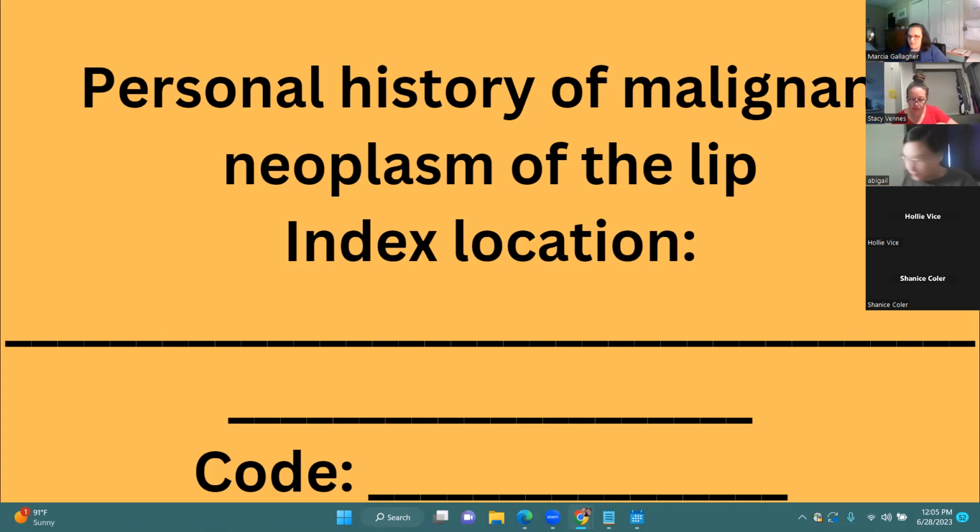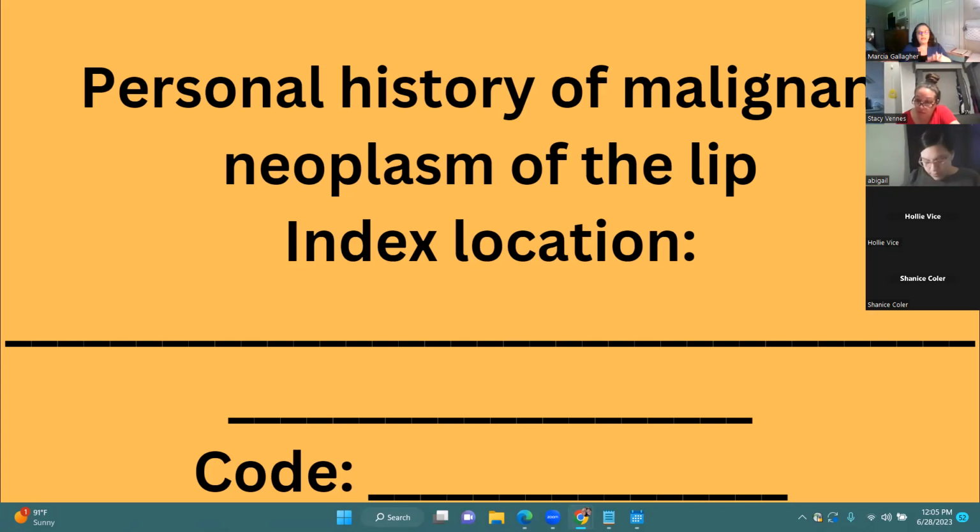Okay, but we have two choices, it looks like. We're going to have a choice of 818 and 819 because both have the lip listed. Again, it's on page 1647. So let's look at 818, personal history of malignant neoplasm of other sites of lip, oral cavity, and pharynx, and 819 is personal history of malignant neoplasm of unspecified site of lip, oral cavity, and pharynx.